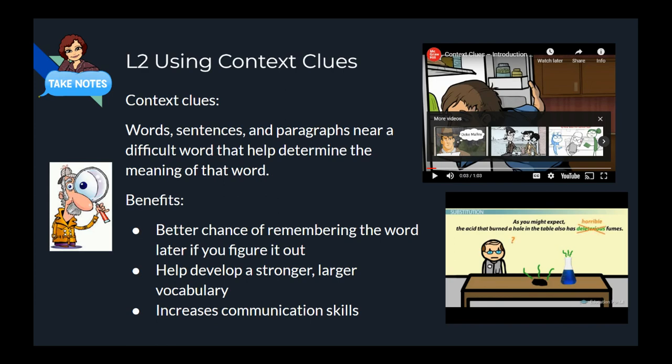What about horrible? As you might expect, the acid that burned a hole in the table also has horrible fumes. Okay, that's closer, but it's not quite right. The acid burned a hole in the table, so the fumes are also probably causing harm, right? What about harmful? As you might expect, the acid that burned a hole in the table also has harmful fumes. That's it. That makes sense in context, and deleterious does mean harmful.